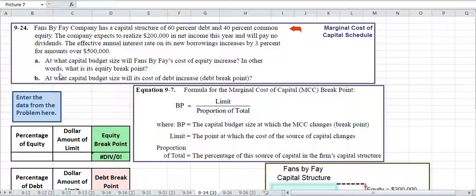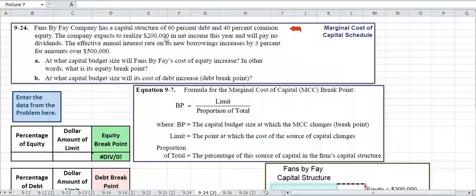In this video, we're looking at problem 924 in your homework, where we're looking at marginal cost of capital schedule. So we have a company, Fans by Fay Company, that has a capital structure ratio of 60% debt to 40% common equity. And they expect to realize $200,000 in net income this year. So this is their retained earnings, or their internal equity.